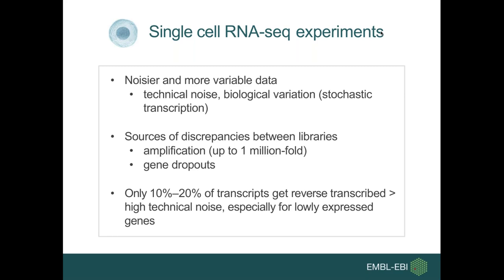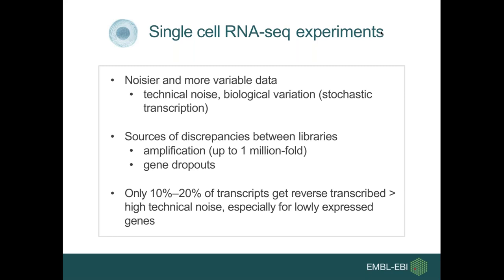So the main sources of discrepancies between libraries from cells of the same type is amplification, because as I mentioned previously, in single cell sequencing we need to amplify massively, up to 1 million fold, which can introduce a lot of error. And the so-called gene dropouts, where a gene is observed, even at quite moderate expression level in one cell, but it's actually not detected in another cell of the same type.